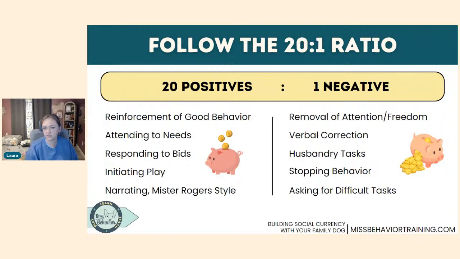And narrating, Mr. Rogers style. If you don't know what that is, basically dogs have the perceptive ability of about a 3-year-old. So we can talk to them a lot more than we do. But if we keep our phrases short, concise, and consistent, they pick up on a lot of that stuff. So you don't have to speak in just cues. You don't have to use just one word at a time. You can speak in short phrases, and they understand a lot more than you might expect them to.